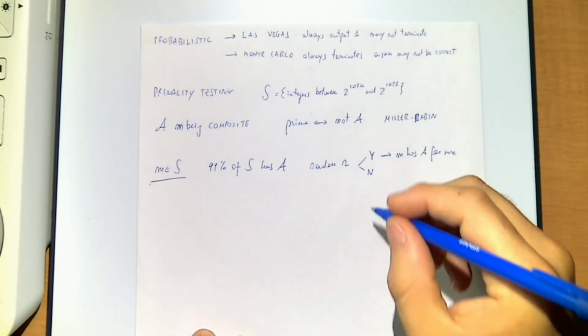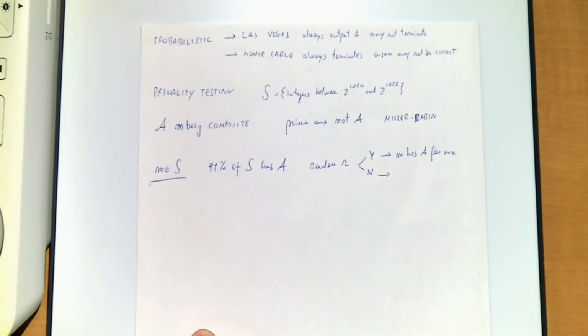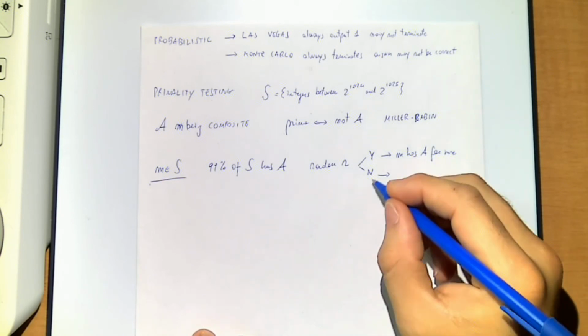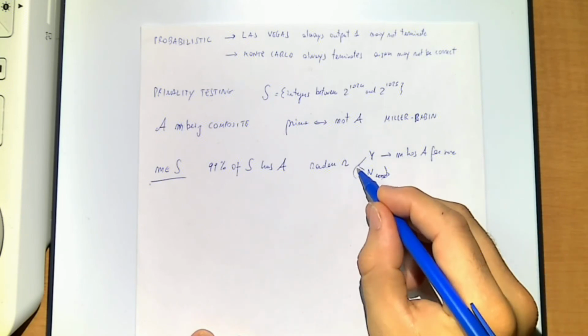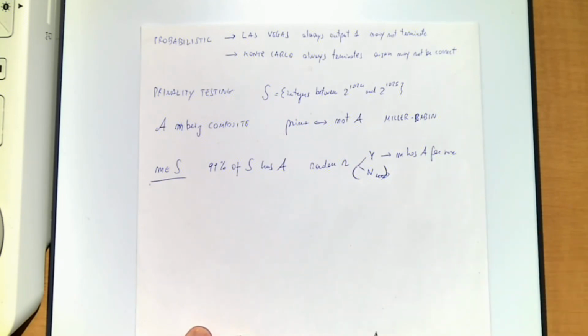Okay? If the algorithm returns no, sorry, that is not what I meant to say. Let's do one thing at a time. If the algorithm returns yes, then M has A for sure.